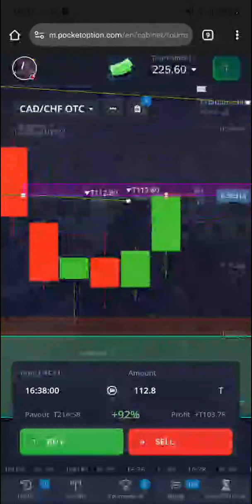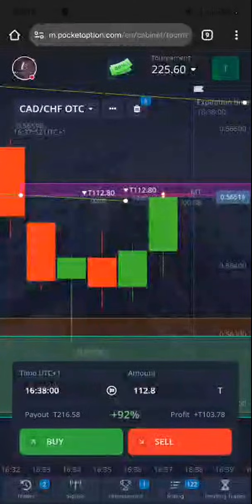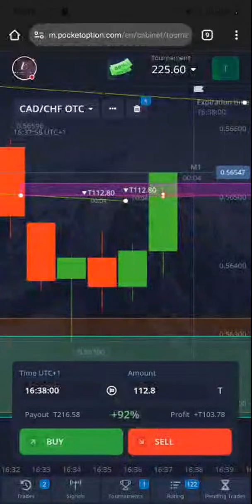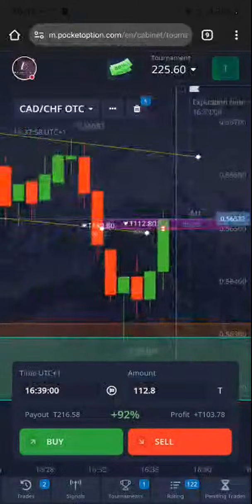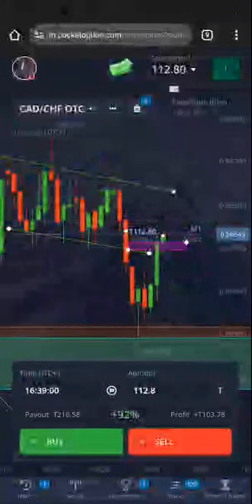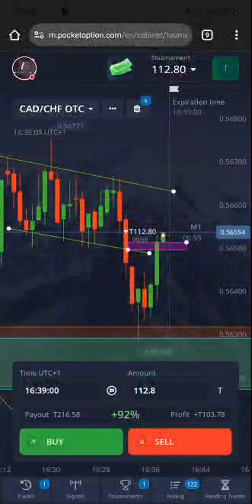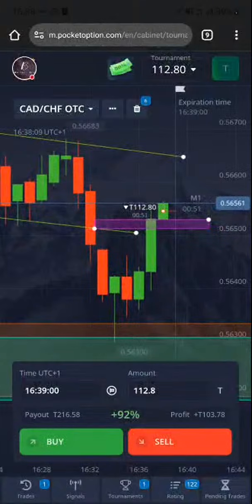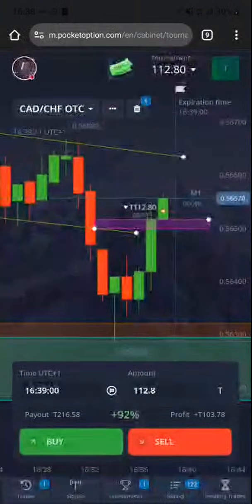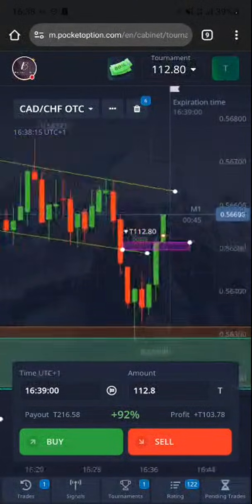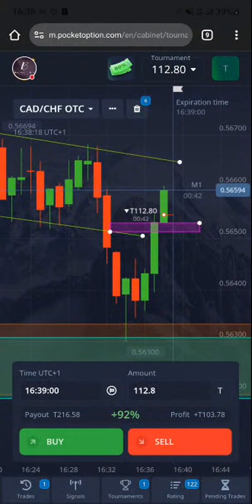So I'm expecting the pullback from here. Oh no, it just went past it. Let me see if we can still have one more shot. We might have a retracement from here, but if not, those buyers must be very, very strong.